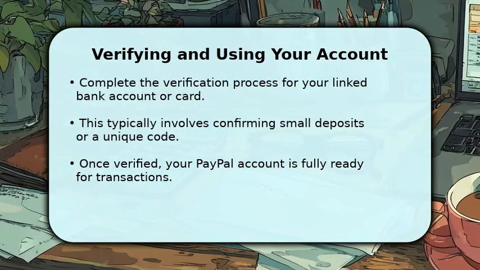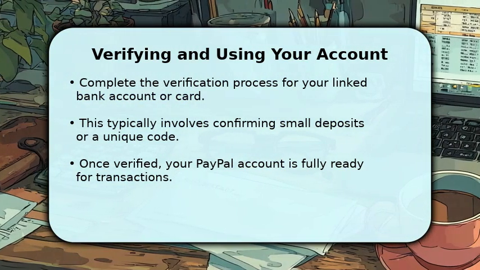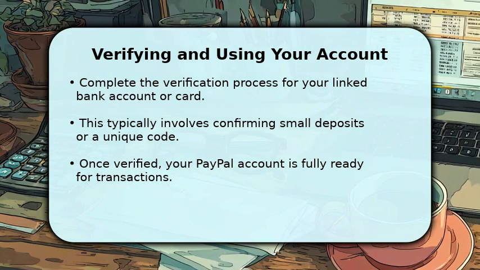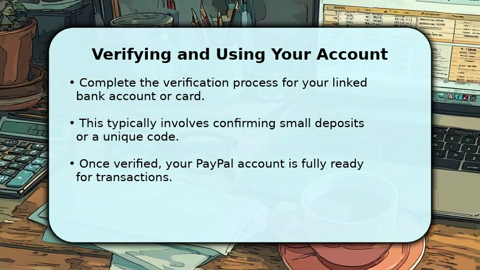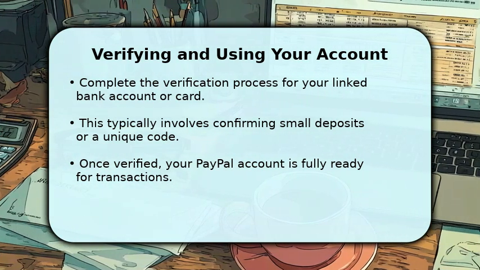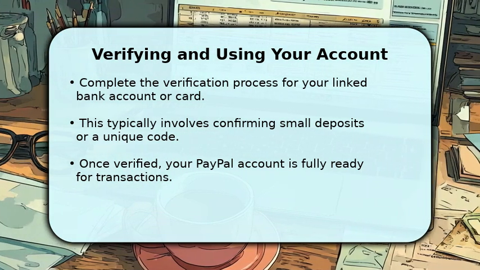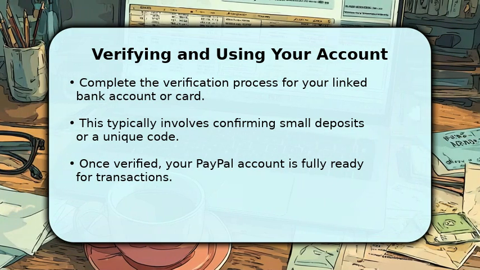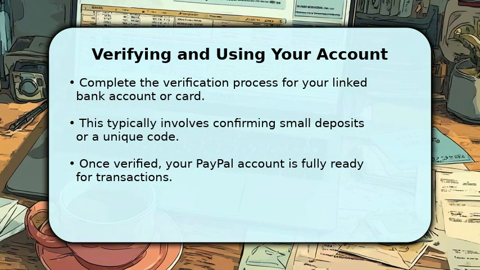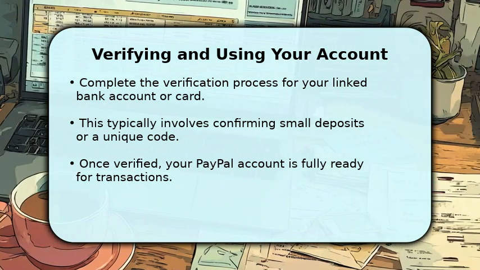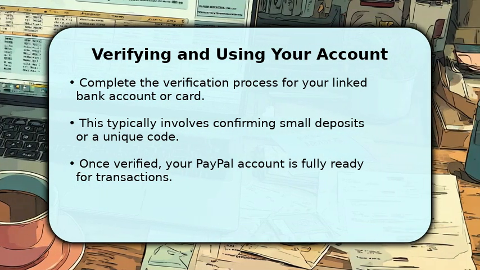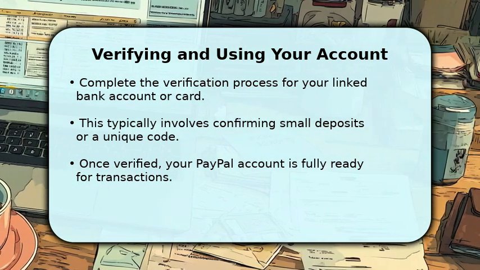To finalize your setup, complete the verification process for your linked payment method. For bank accounts, PayPal will send 2 small deposits, usually less than $1 each, which you will then confirm on the site. For cards, you might confirm a 4-digit code that appears on your statement. Once verified, your new PayPal account is completely ready for you to send and receive money securely.